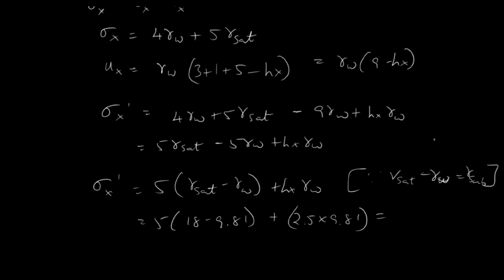Now we'll calculate the solution. 18 minus 9.81 into 5 is 40.95, plus 2.5 into 9.81, which is 24.525. Therefore, effective stress at x will be equal to 24.525 plus 40.95, which is 65.475 kilonewton per meter cube.